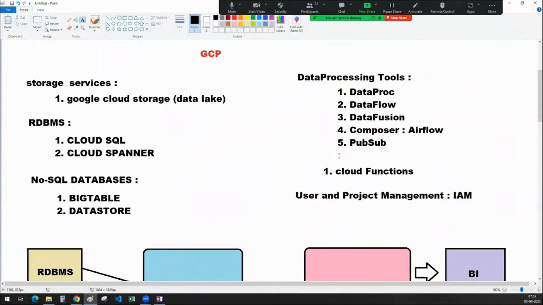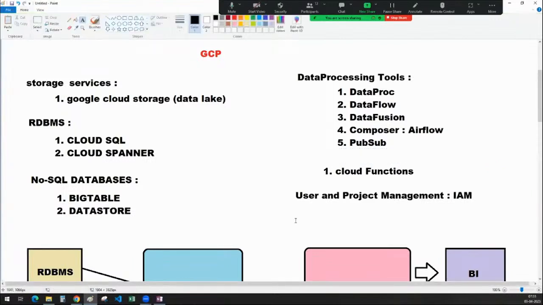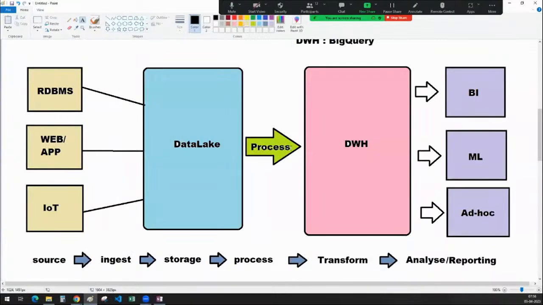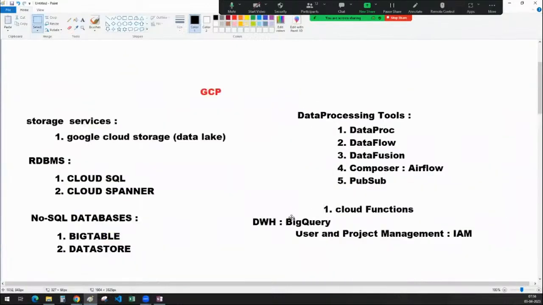And sorry guys, I actually forgot a very important tool, that is BigQuery. That is our data warehouse, right? That is not a data processing tool, that is a data warehouse tool. What is BigQuery, guys? BigQuery is a modern data warehouse. It is acting as the data warehouse in GCP. So this is one more important thing that I actually forgot to mention earlier. This is a comparatively very important tool, sir.